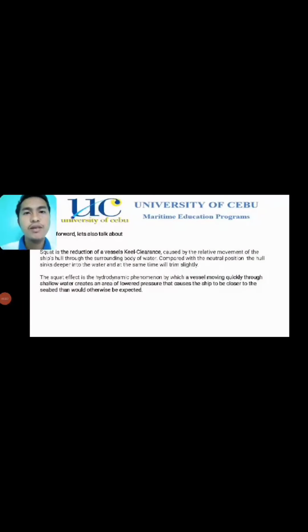Good morning. I'm Cadet Lucernas and my topic is all about squat. Today we will talk about what squat is. Squat is the reduction of a vessel's keel clearance caused by the relative movement of the ship's hull through the surrounding body of water. Compared with the neutral position, the hull sinks deeper into the water and at the same time will trim slightly. The squat effect is the hydrodynamic phenomenon by which a vessel moving quickly through shallow water creates an area of lowered pressure that causes the ship to be closer to the seabed than would otherwise be expected. Thank you.